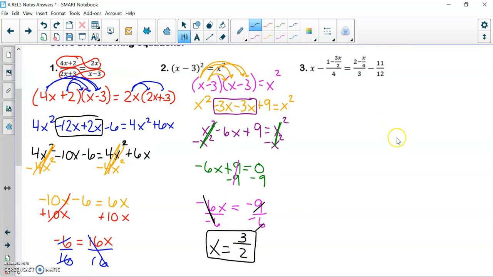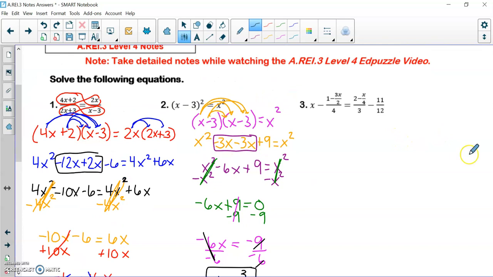All right, this next one is going to be tough. But what we're going to do is multiply this entire equation by a number, so that we eliminate all of our fractions. Looking at the denominator of each of these fractions, these are all factors of 12. So let's multiply every term by 12 over 1. What this is going to do is eliminate all of my fractions here.